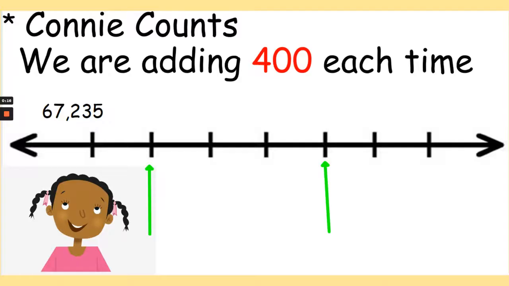Okay, let's go. So we're kicking off with Connie Counts and we're adding 400 each time. We are starting with the number 67,235 and you need to add 400 each time to that number. I want you to focus on where the two green arrows are, as that's what your answers will be. Pause the video now to write your answer.